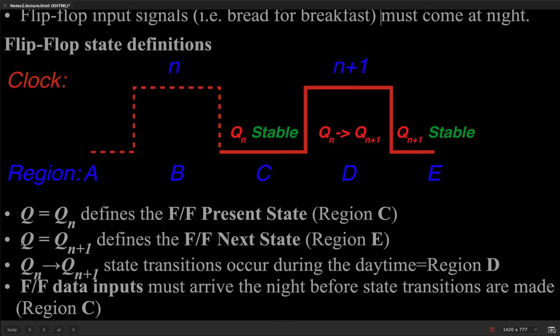Perhaps it's easier to see it from this point. Qn plus 1, notice that Qn changes to Qn plus 1, and then Qn plus 1 is stable here in region E. This defines the flip-flop next state. So it is when the clock is low, or nighttime, that we define what the values of the flip-flops were. In the present state, Qn is typically associated with the present state, and Qn plus 1 is associated with the next state.